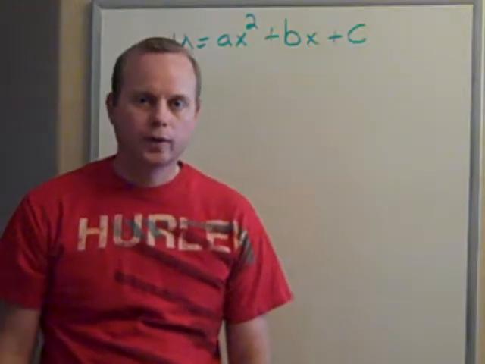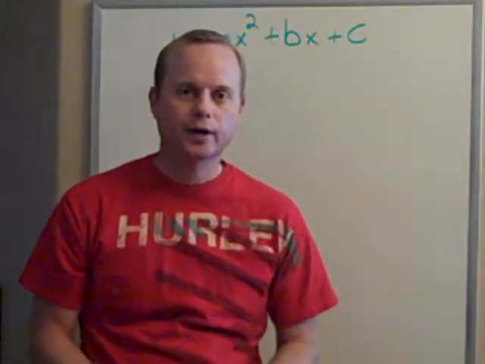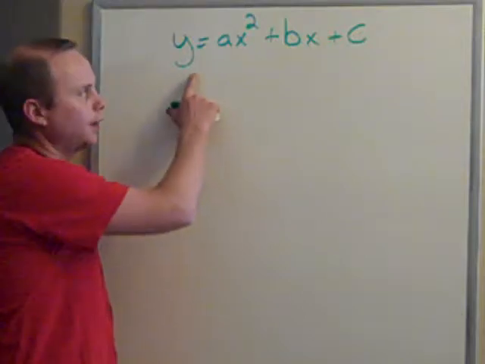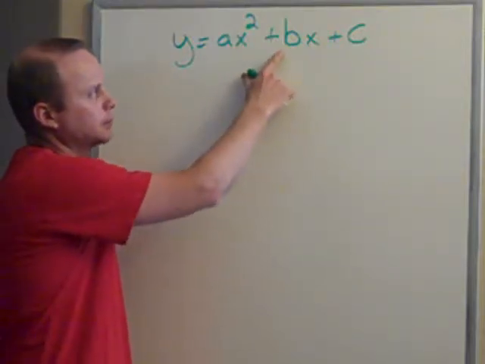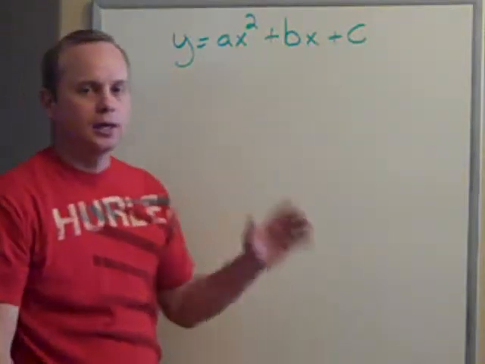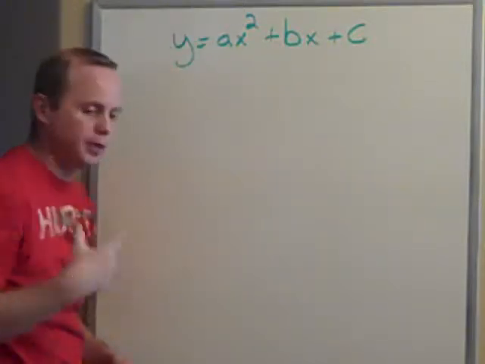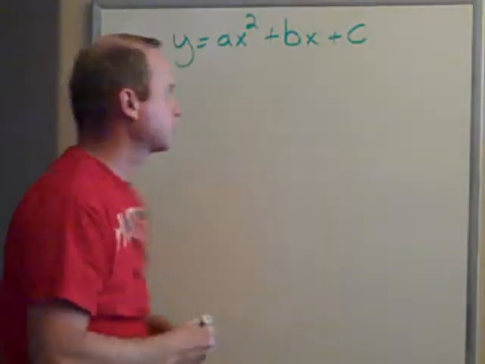We're working with quadratic equations now. The standard form of a quadratic equation is written right here. y is equal to ax squared plus bx plus c. And this is our code that we use, and we'll use this when we get into more advanced things like the quadratic formula and so forth.